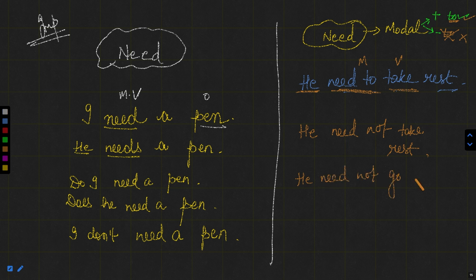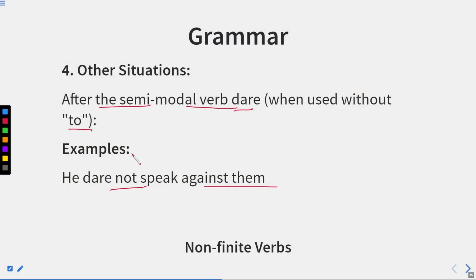So these will be the sentences. If the sentence is positive and "need" is behaving like a modal, we will use "to." And if it is a negative sentence and the word "need" is behaving like a modal, we will not add "to" at all. Now this is the major and the most important part about "need." One more part is about "dare" that we will discuss later on. But here, if we use "need" as a modal, we'll add "to" only if the statement is positive, and if the statement is negative, we will not add "to."